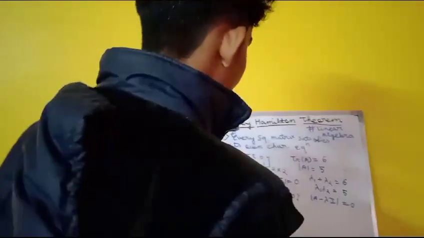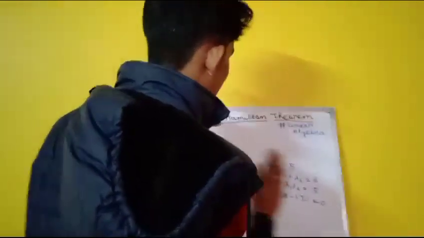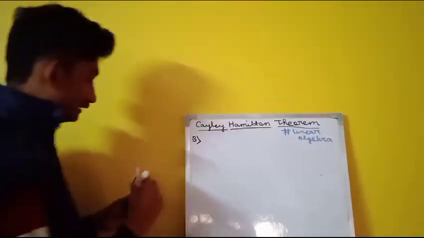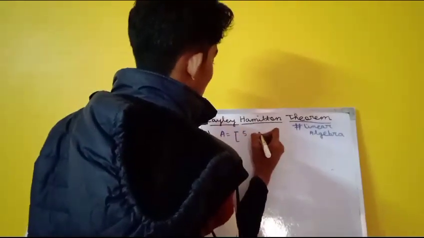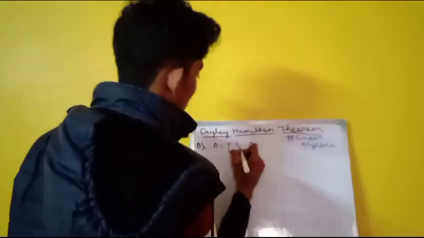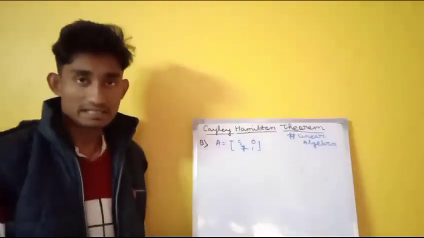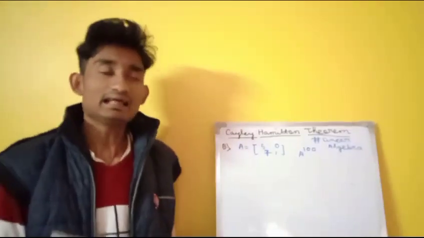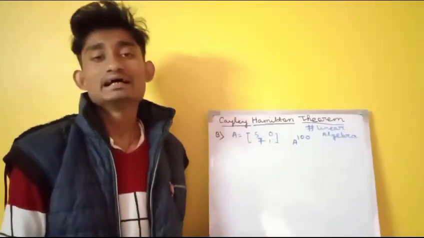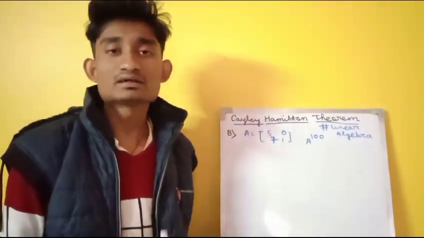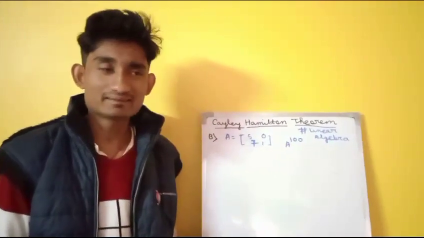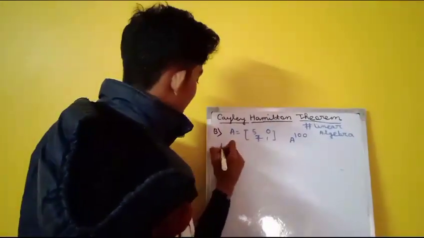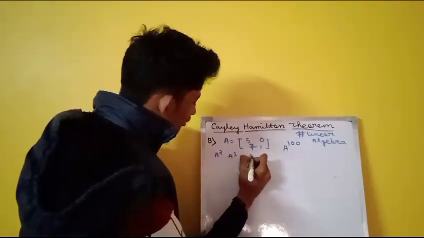Now let's get to the other concept. If someone tells you that A is a matrix like 5, 0, 7, 1, and asks you to find A raised to power 100, you would say A into A into A up to 100 times. That will be very difficult for us, because we cannot multiply it 100 times, that is practically impossible. But if you take, let's say, A square, A cube, A raised to power 4 and so on until A raised to power 7.